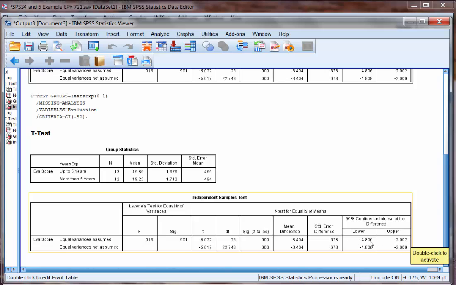What is really wonderful about this is that 0 is not in this confidence interval. If 0 was in this confidence interval, then my significance would be above 0.05 and my test statistic would not be statistically significant. It wouldn't be in the area of rejection. So that's how these pieces work together.